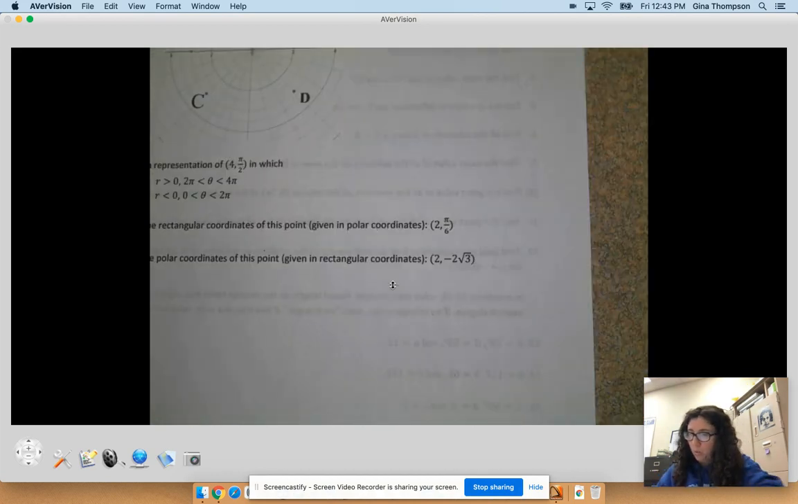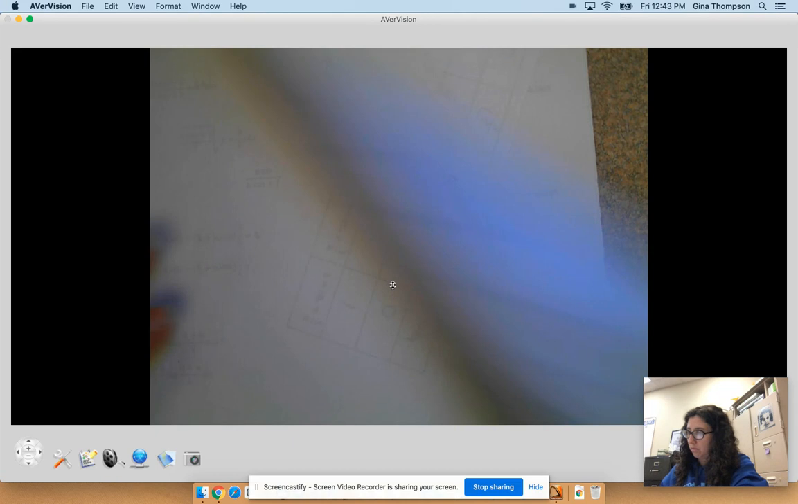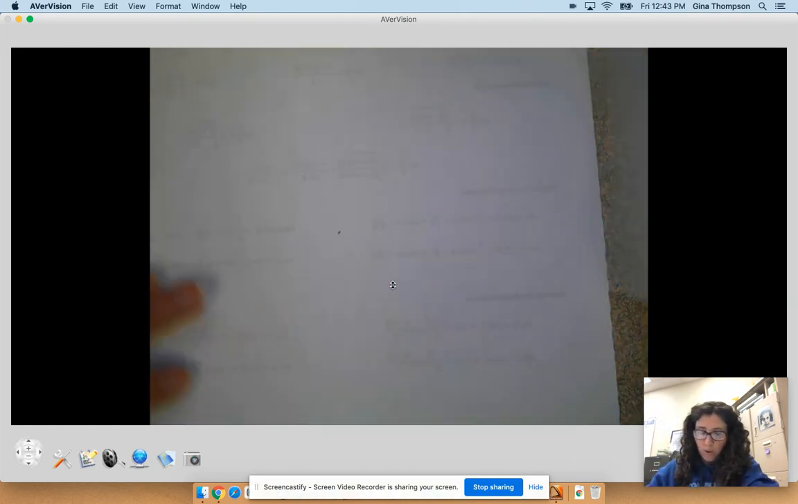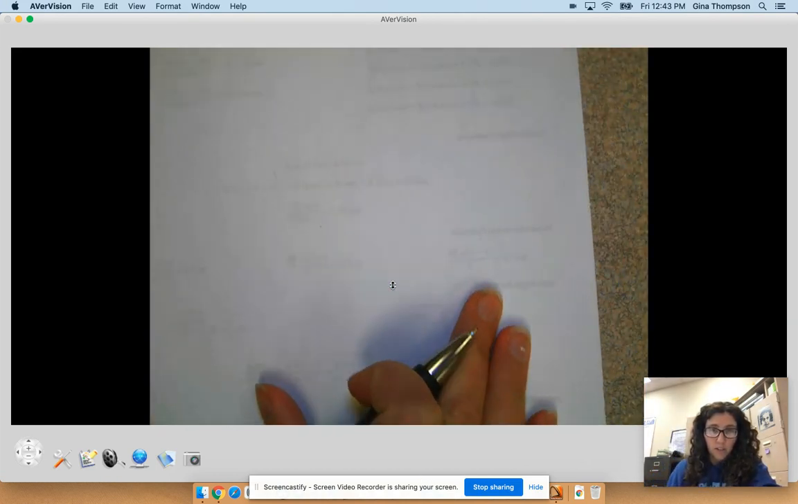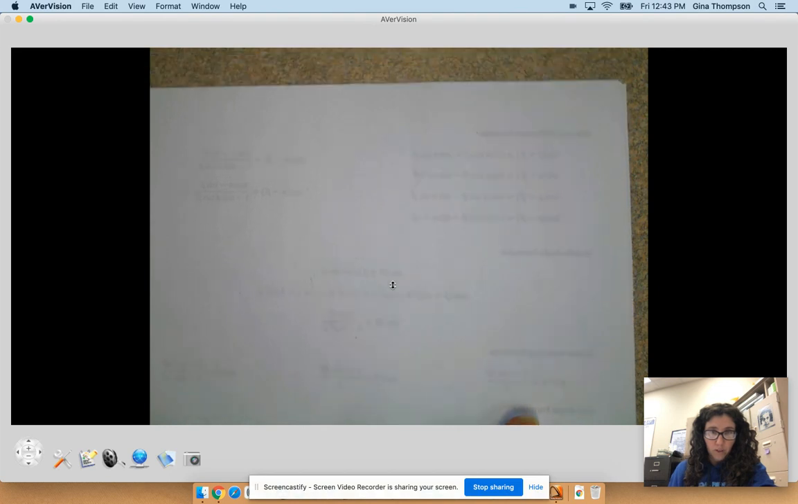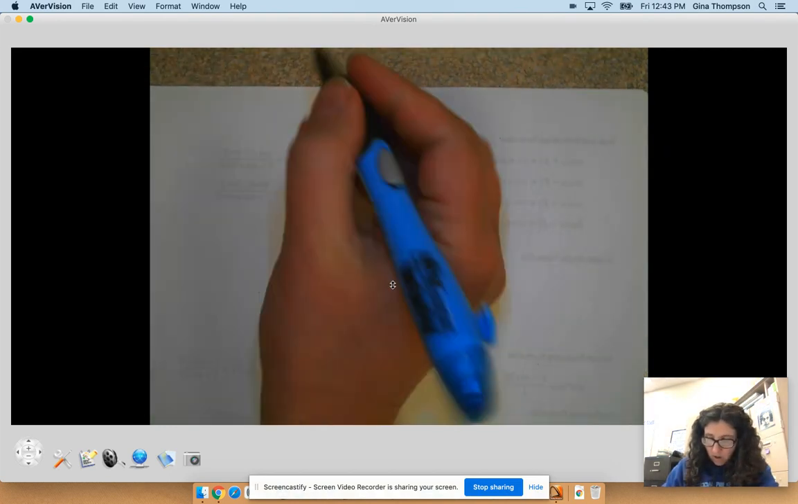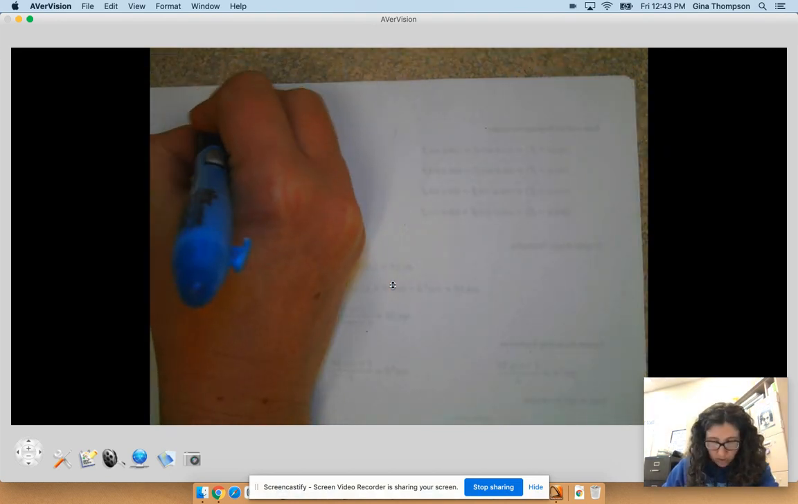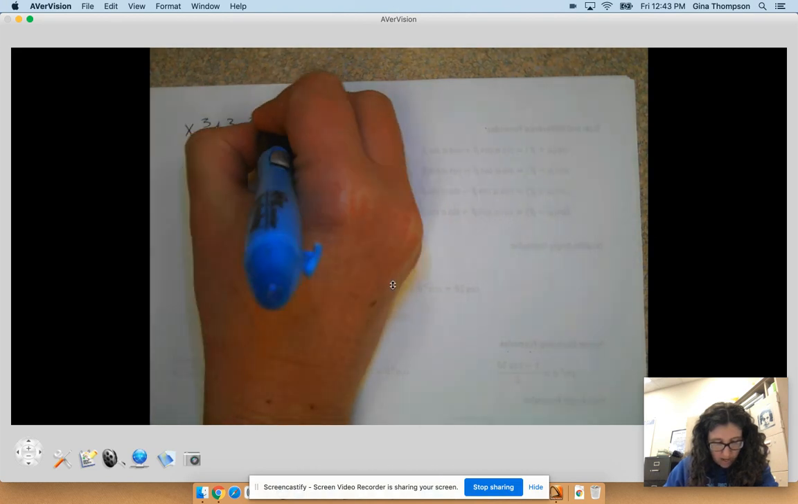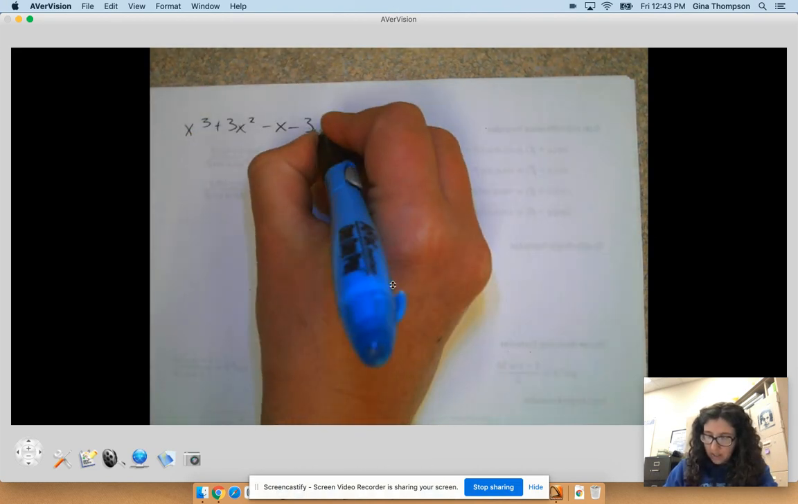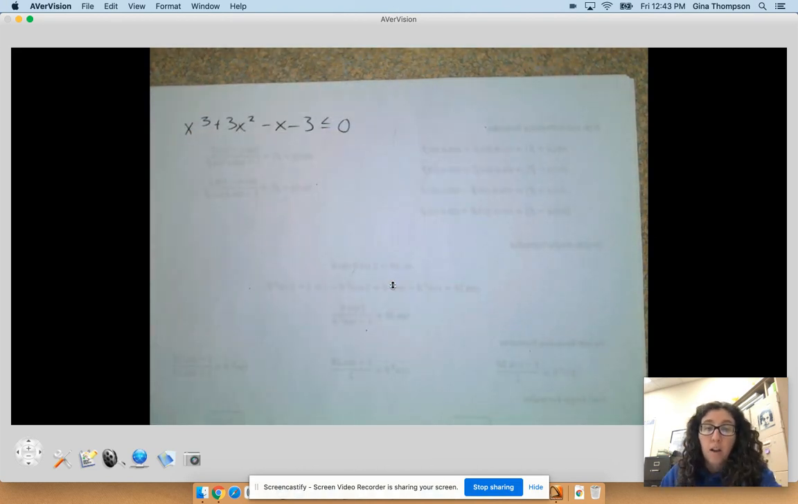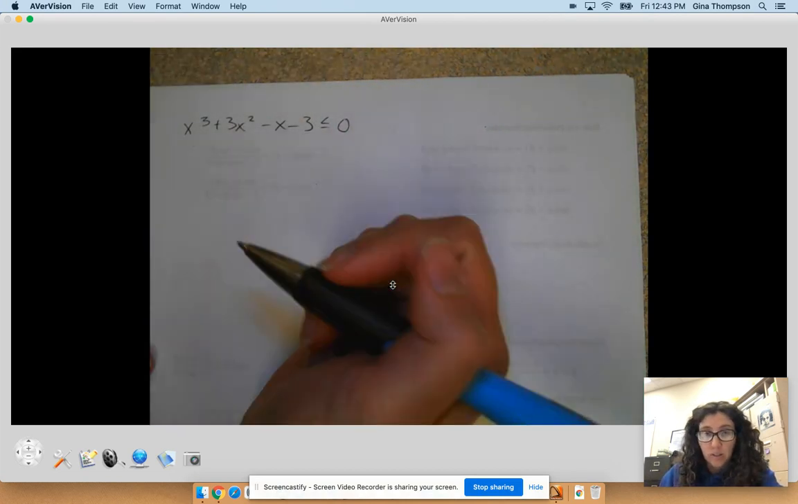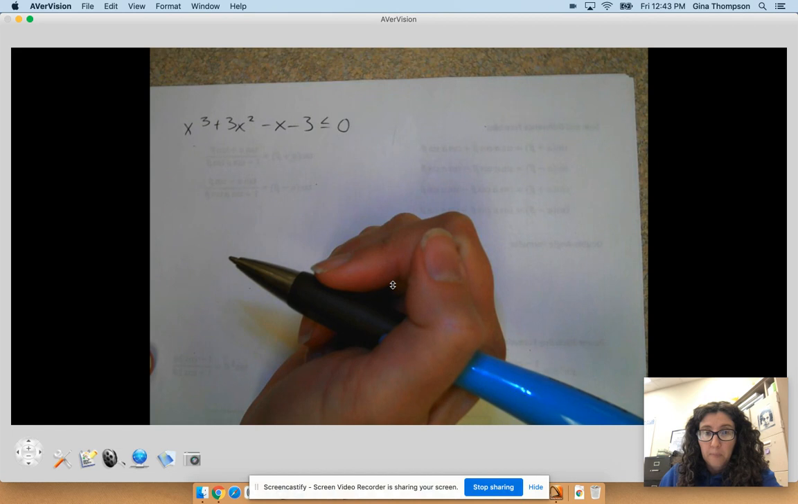Okay, let's do one last example of this. There was the top of the paper. X cubed plus 3x squared minus x minus 3 is less than or equal to 0. All right, so this is a cubic, not a quadratic. How can I factor this? How can I solve for my boundary points?